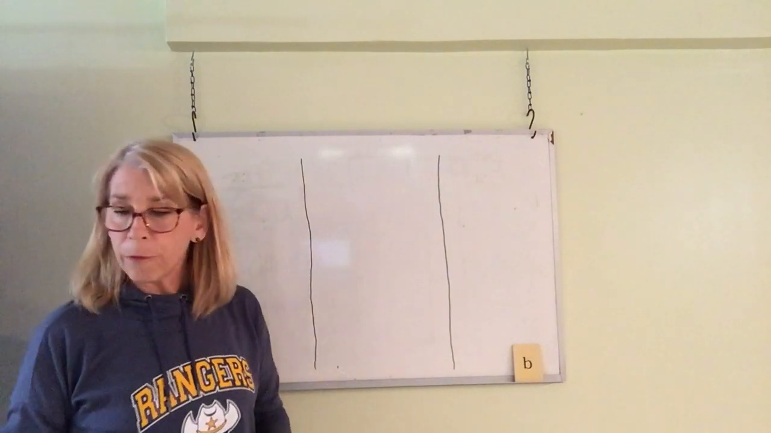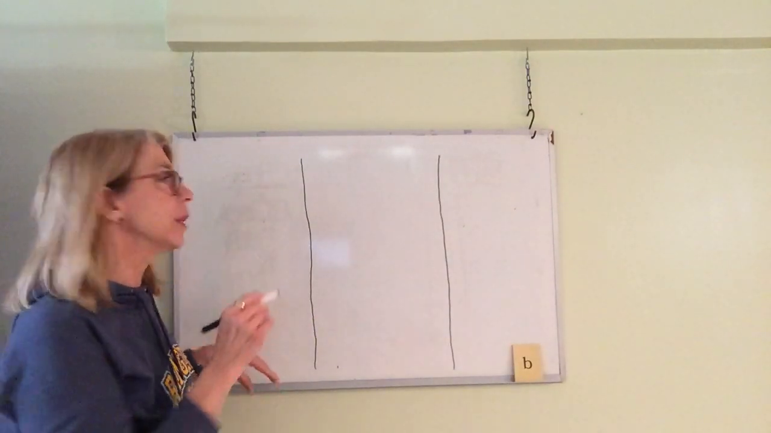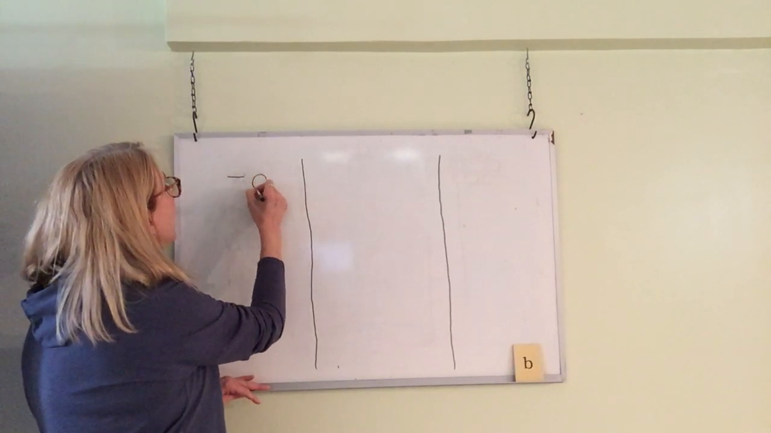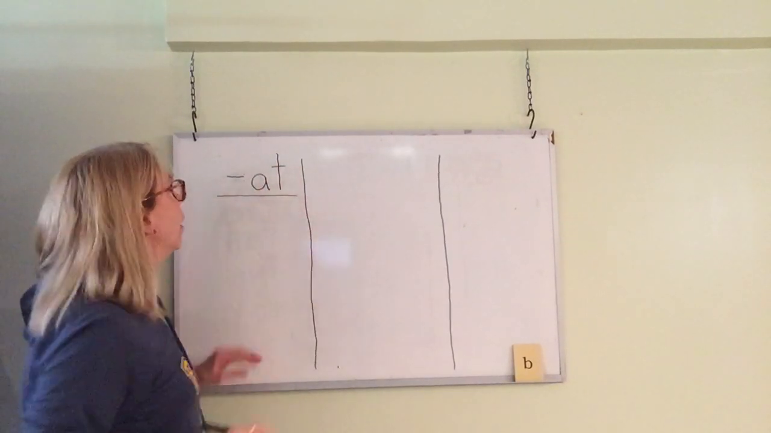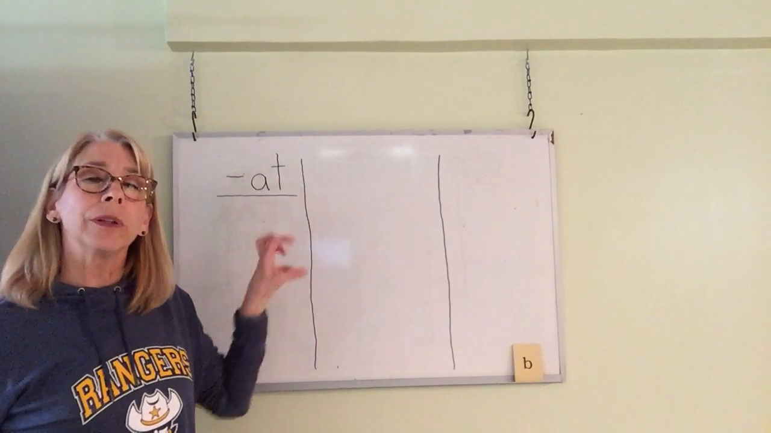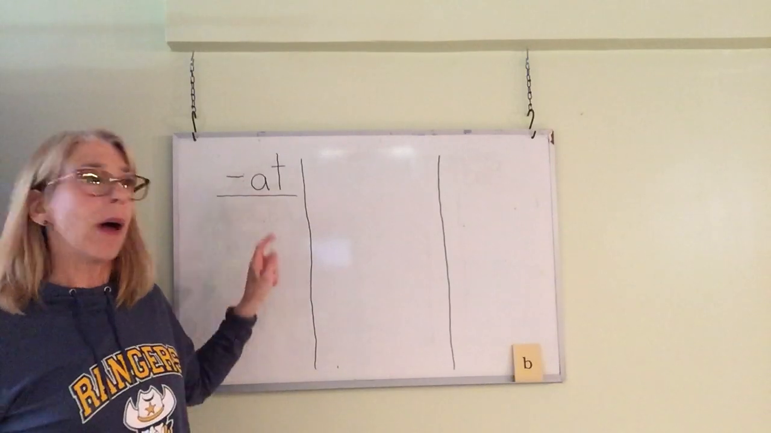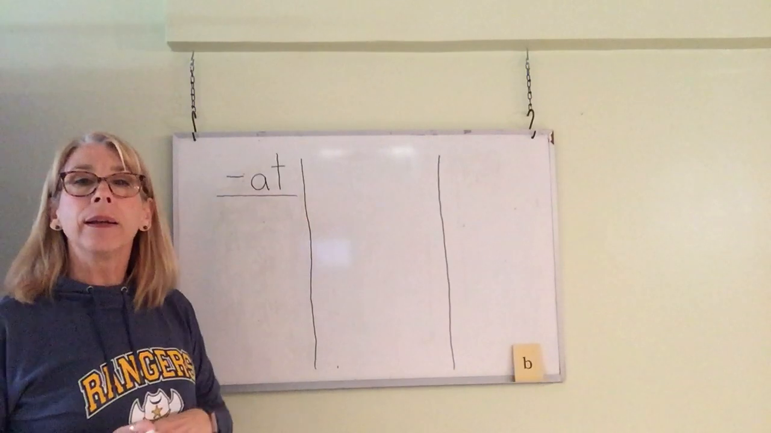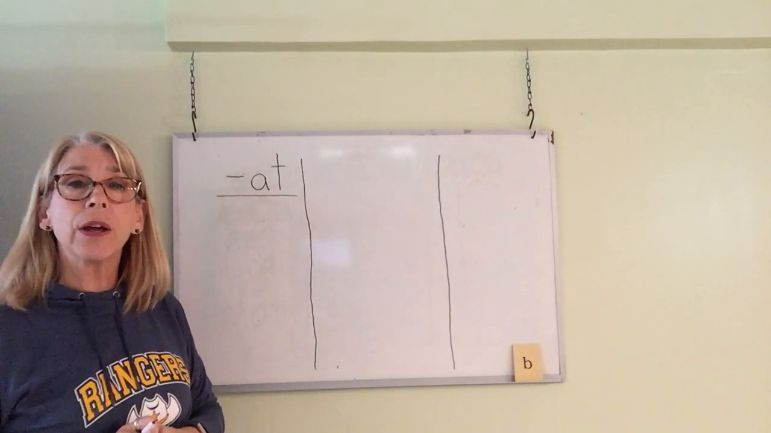All right, the first word family or pattern that we're going to use is the at family. So I'm going to make a dash and the AT. I'm going to put a line under it. The dash means that that's where I can put different letters at the beginning to change that word. So go ahead and do that now. Write your dash and your AT, make a line, and get ready to write some words underneath. And if you need to pause the video, you can.